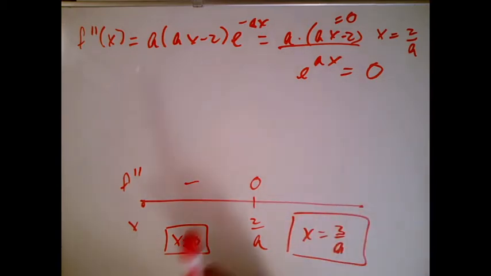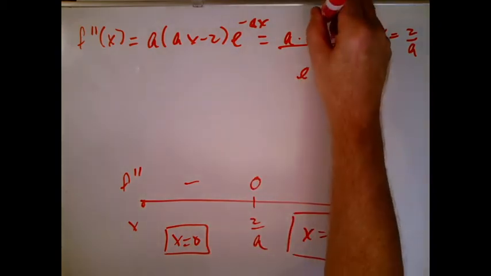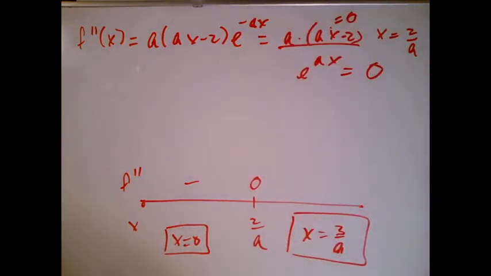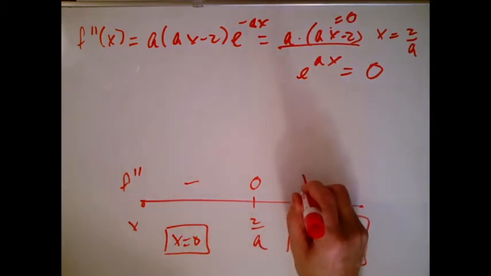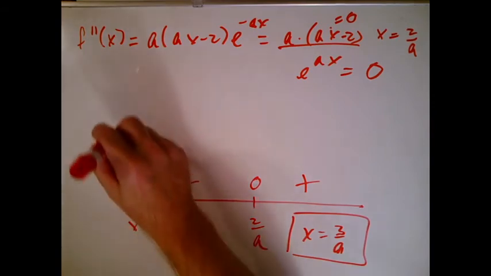Now when I put a 3 over a on the bottom, e to the anything is always positive. Don't have to worry about that. When I put a 3 over a right in there for x, the a's cancel. I get 3. 3 minus 2 is 1. 1 times a is positive, so I have positive over positive. I get that. Now, what does that tell us about the function?